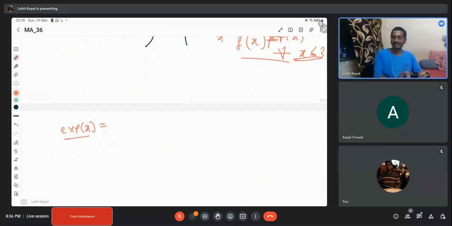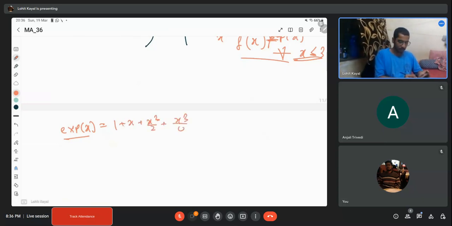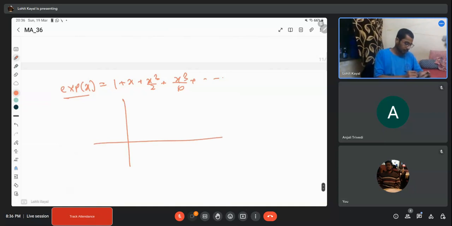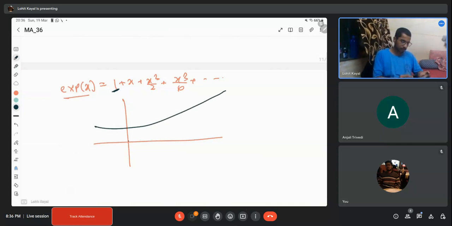But a similar kind of thing happens in case of the exponential function. So what is the series expansion? This is 1 plus x plus x square by 2 plus x cube by 6 plus dot dot dot. In my first lecture I have shown this. So this is your e to the power x function. No, it will be much steeper. It will be something like that.